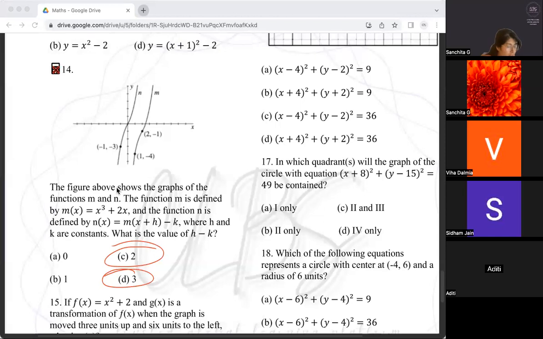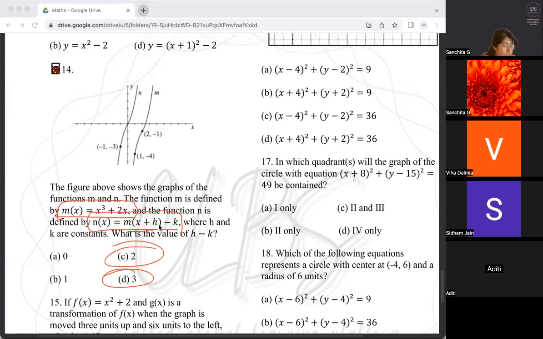The figure shows the graph of m and n, right? Let's go slow. Now the function m is defined as this. This is m, right? And the n part is this. Don't get confused between this m and the line m. They have intentionally put the same variables to confuse you, as always.